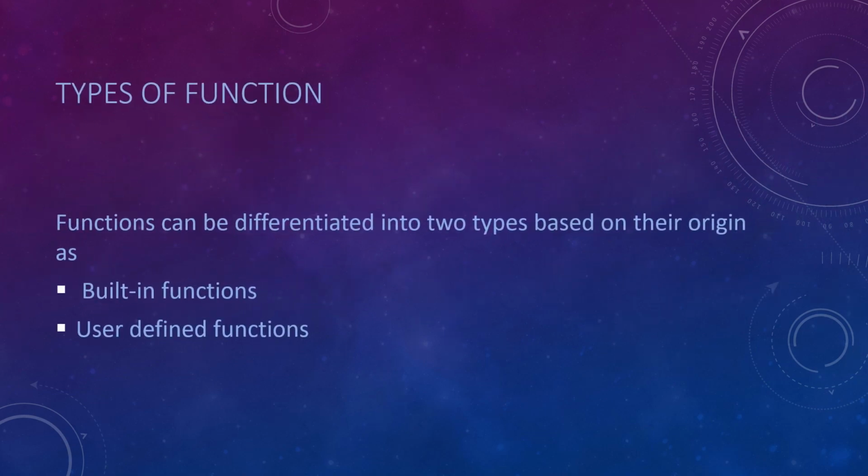Types of function. Functions can be differentiated into two types based on their origin. First, built-in functions, and second, user-defined functions.